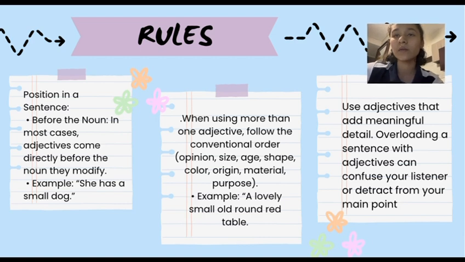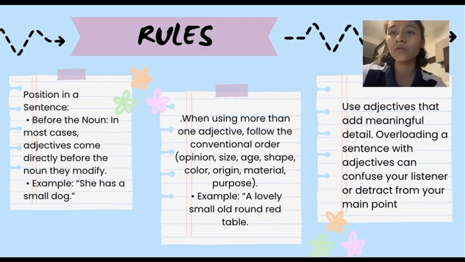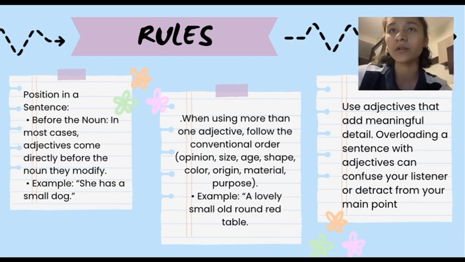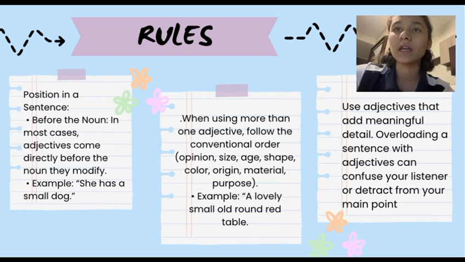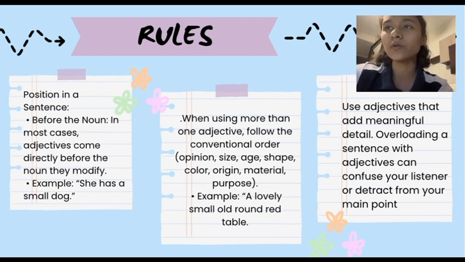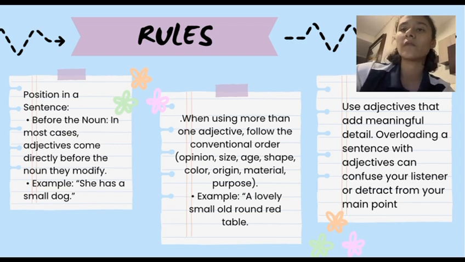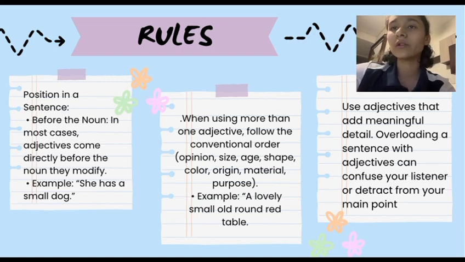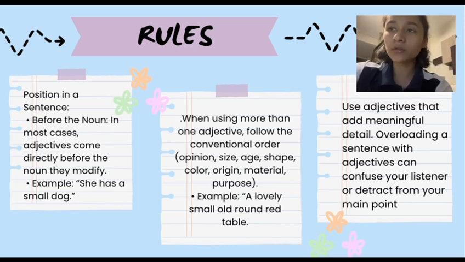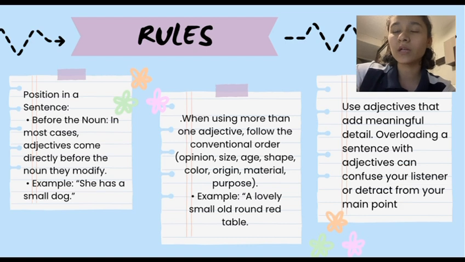The first is the position in the sentence. Before the noun: in most cases, the adjective comes directly before the noun that it modifies. Example, she has a small dog. The other rule is when you are using more than one adjective, follow the conventional order, like the color, the size, the age, the shape, maybe the origin, the material, or the purpose. Example, a lovely small round red table.